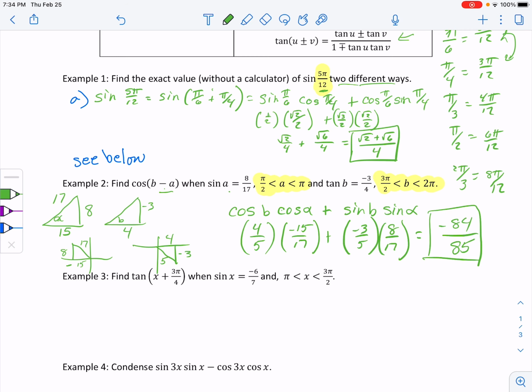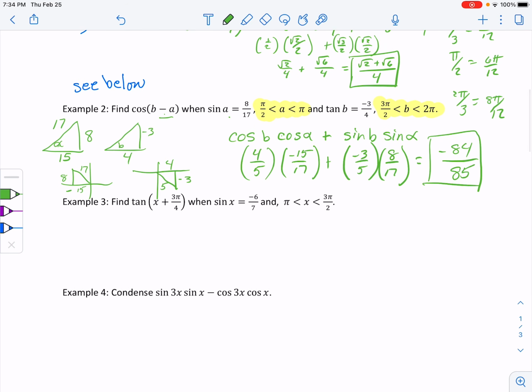All right, they want me to find the tangent of x plus 3 pi over 4. It's another one. They gave you your angle. They tell you it's in the third quadrant. So it's down here. And the sine is negative 6 over 7. So the other side is what? 49 minus 36. This is the square root of 13, and it's negative.